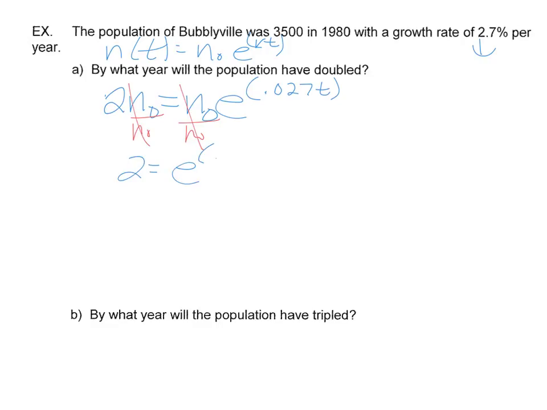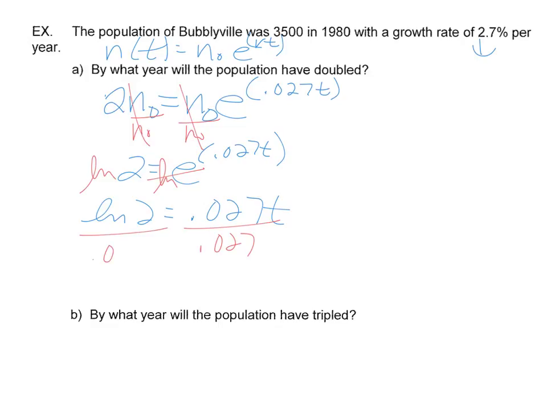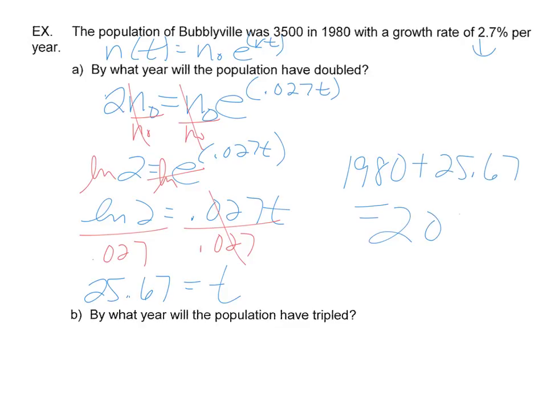2 equals e to the power of 0.027t. Natural log both sides. Divide by 0.027. And you get 25.67 years. Now that didn't actually answer the question. They want a year, by what year? And so if you started in 1980 and you add 25.67, you end up with the year 2005.